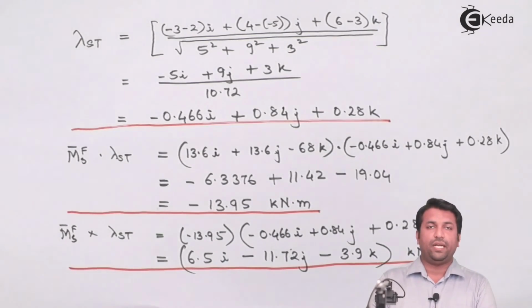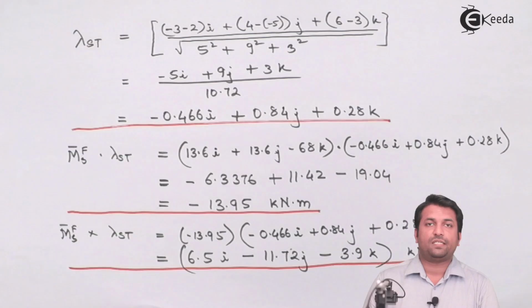So this is how we calculate the moment vector with respect to a line. I hope you have understood this example. Thank you.